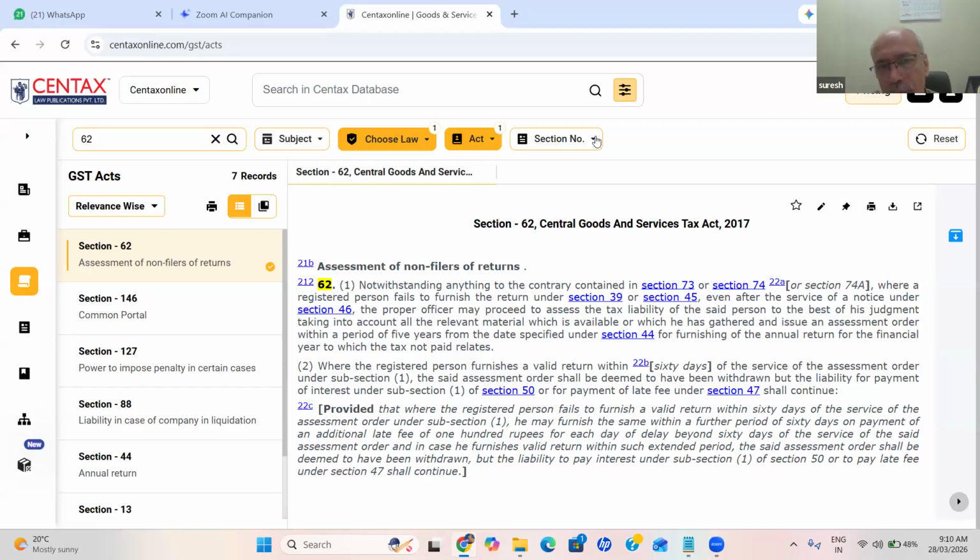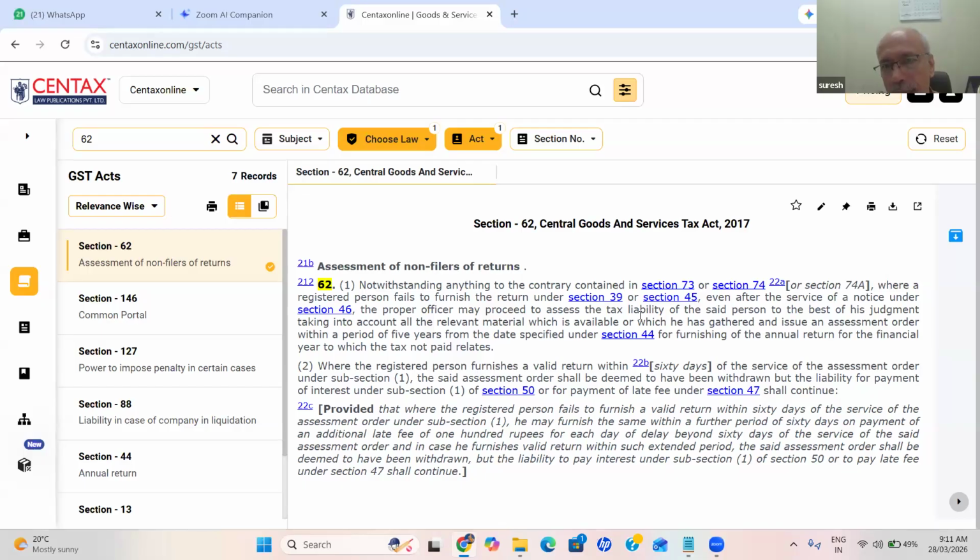Now I read the section. Notwithstanding anything to the contrary contained in 73, 74, 74A, where a registered person fails to furnish the return under section 39 or section 45. So, sir, here is an important thing: non-filing of annual return, which is under section 44, will not trigger this section 62. This is very important. So only two returns: one is monthly or quarterly GSTR 3B, and the other is GSTR 10, which is the section 45 final return.